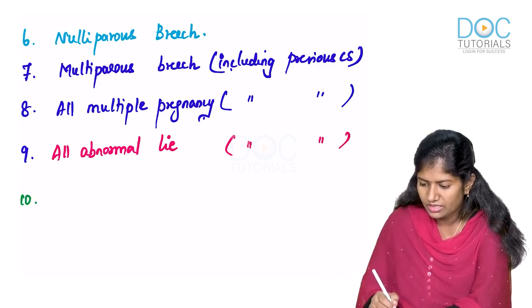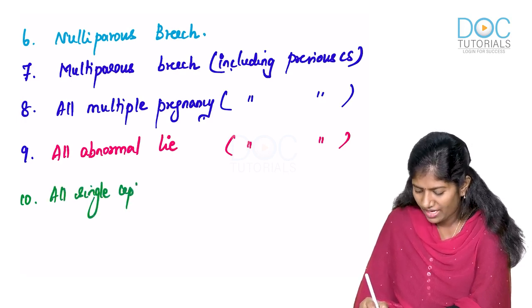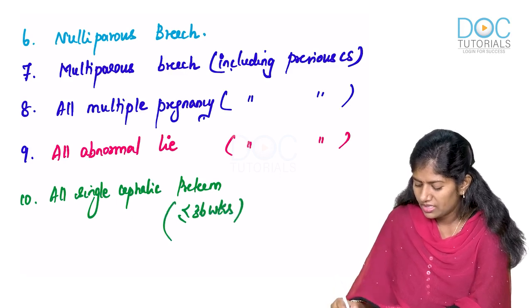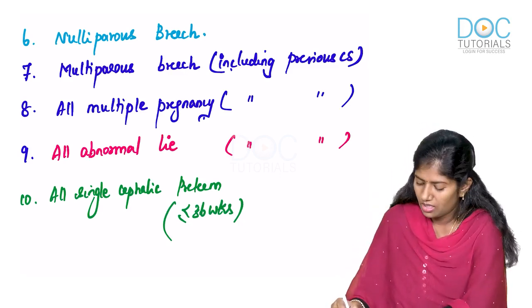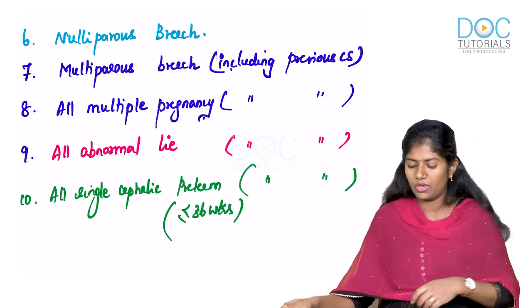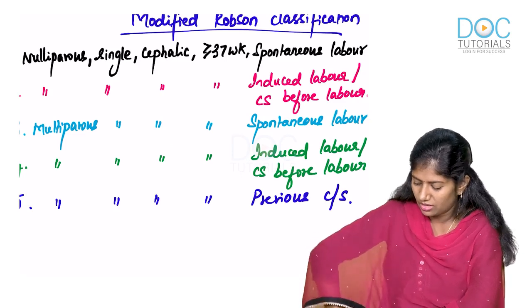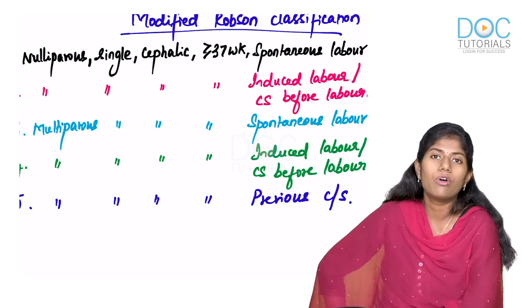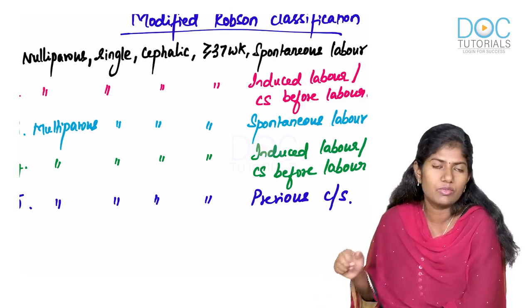Okay. Next is all single cephalic preterm. Preterm means less than or equal to 36 weeks. Cesarean sections for any preterm is Robson classification class 10 and this again includes previous cesarean section. Okay. So 10 classes are there. The first 4 do not deal with previous cesarean section. From 5th onwards, previous cesarean section can fall anywhere between 5 and 10. Okay. Nulliparous single cephalic more than 37 weeks spontaneous labor is class 1.